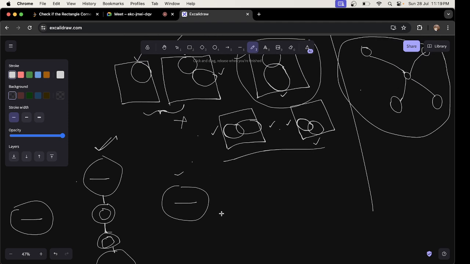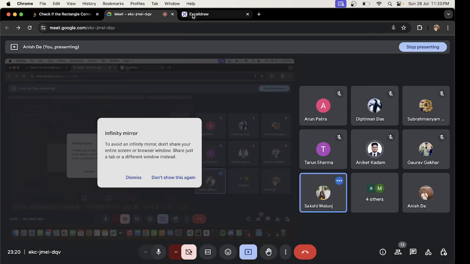So the nodes part is clear, right? What will be the nodes? And the edges part? Yes. Great.